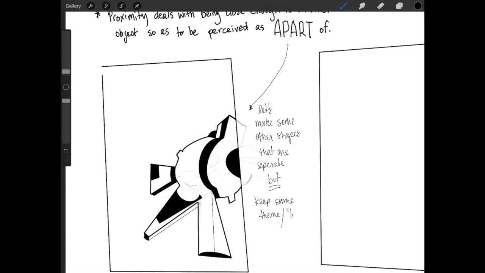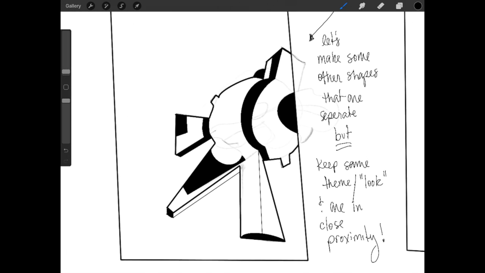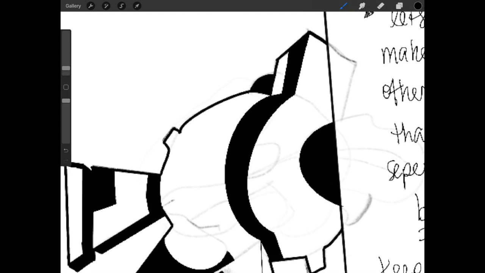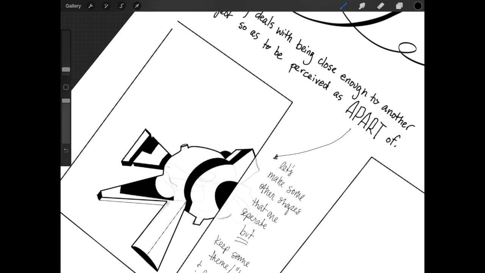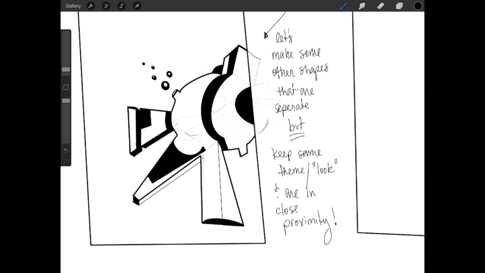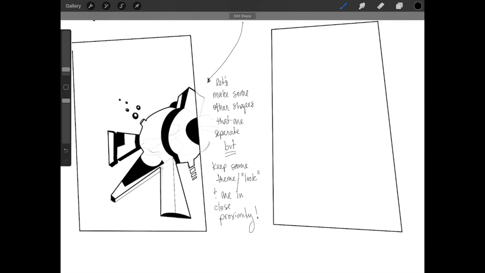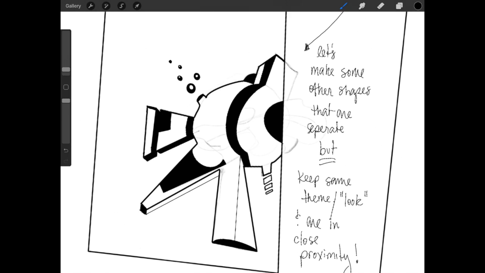I'm going to start to make some other shapes now that are separate but keep the same look and are in close proximity. So notice that first section, and even these little bubbles that are coming off of this exhaust system, right, are in close proximity to our larger shape. So they look as if they're a part of it. Even these repetitive markings seem to be a part of this larger shape.